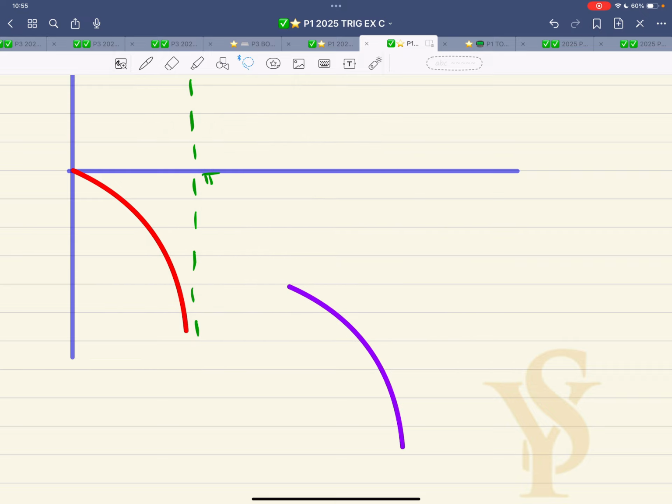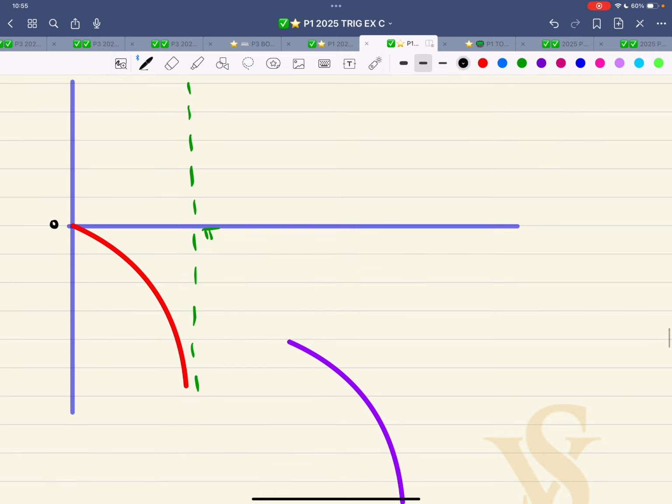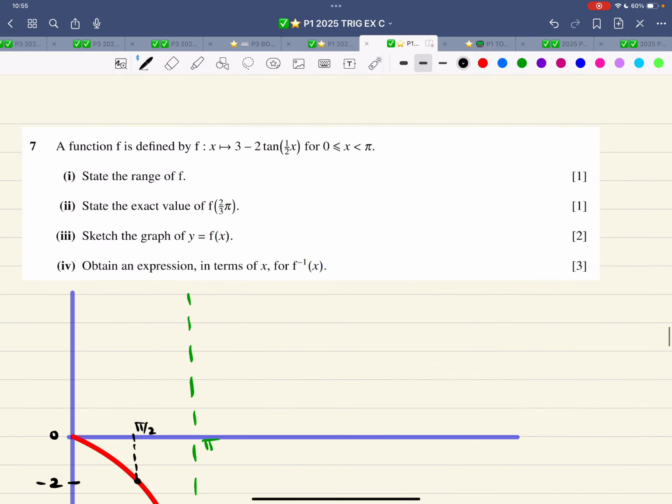That's good. Now you should mark some points. This is pi, this is 0. Somewhere here is pi by 2. This point serves as a help for us. This is -2. Now we are drawing f(x). So f(x) is -2 tan(x/2) + 3. This one is already drawn in red color, and the whole thing I'll be drawing in purple color.